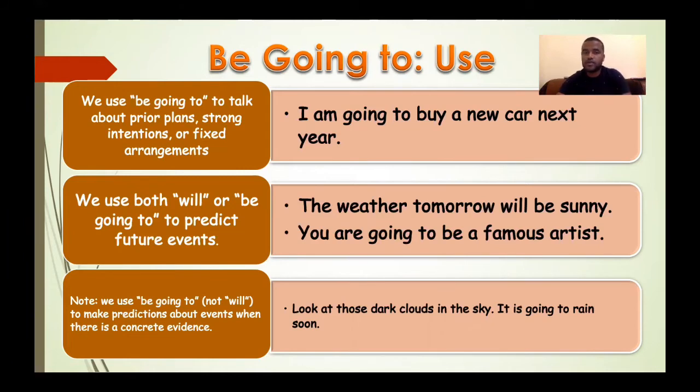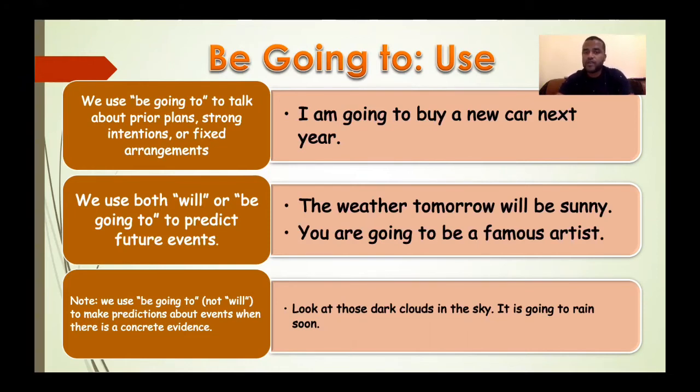For example, tomorrow I already fixed an arrangement with my friend. We're going to have coffee or something like that. I'm going to buy a new car next year. Good, so this is the thing. We use both will and going to to predict future events.